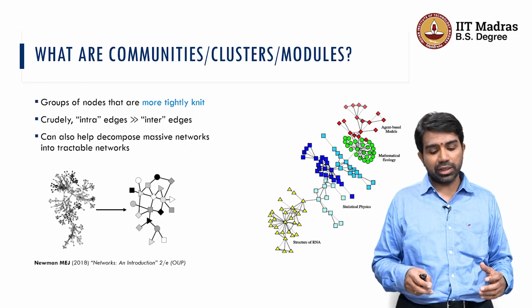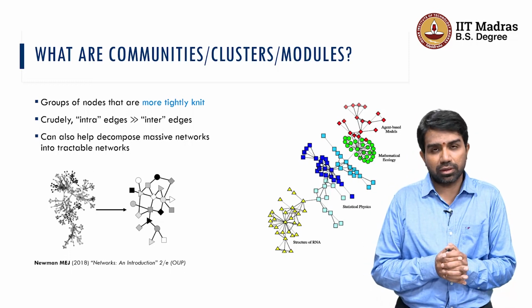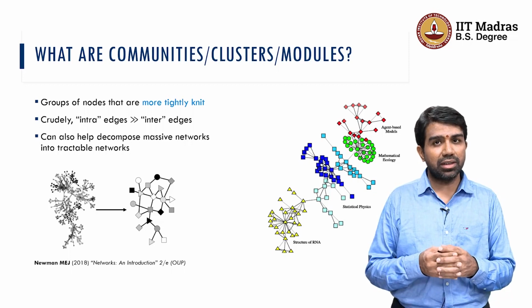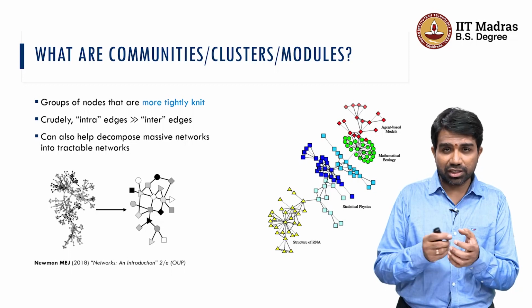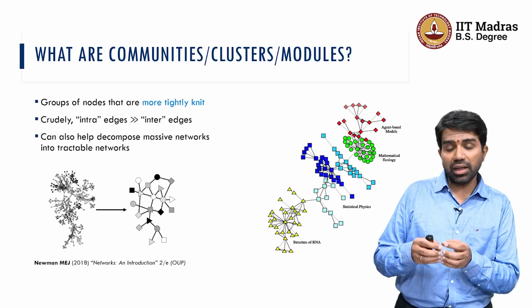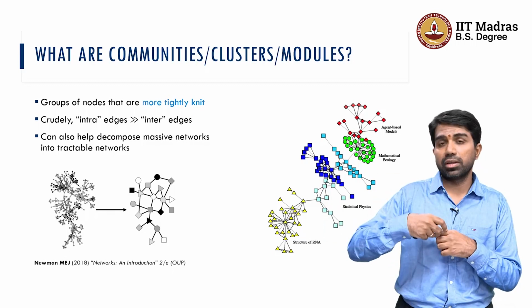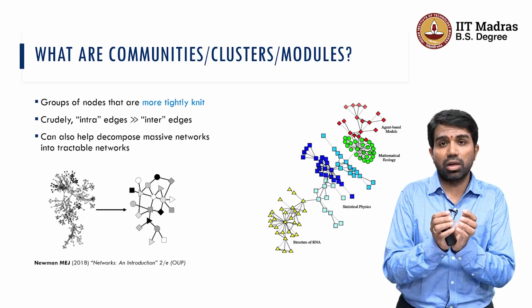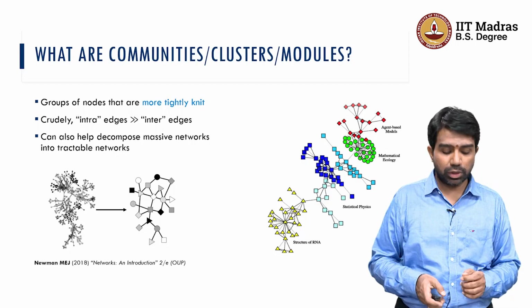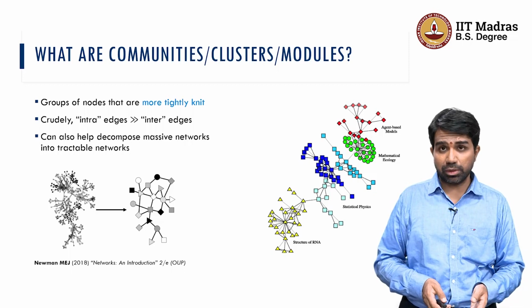Recap, what are communities or clusters or modules? These are groups of nodes that are very tightly knit with one another. And what do I mean when I say tightly knit? It means that crudely they have a lot more intra-edges, meaning edges between them, than inter-edges, so edges that connect them to the rest of the world, outside a small cluster or outside this small community. Okay, and you see a few examples on the screen.